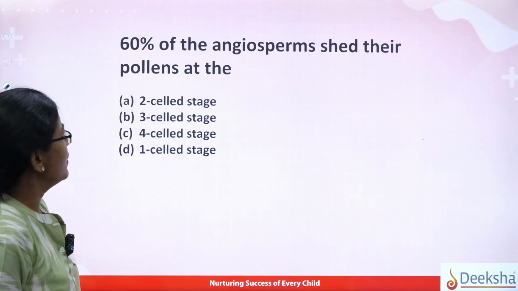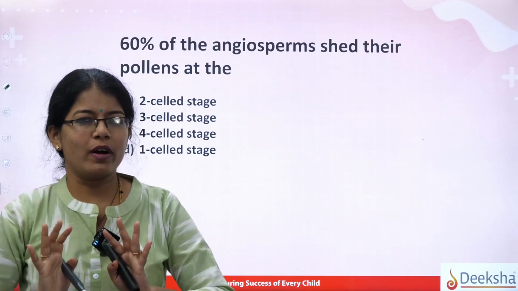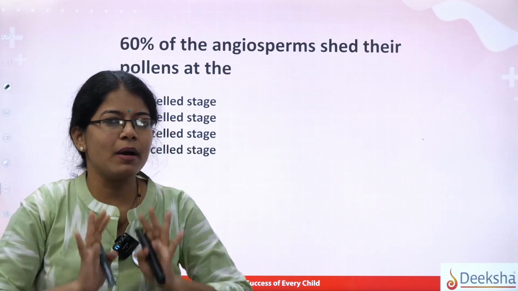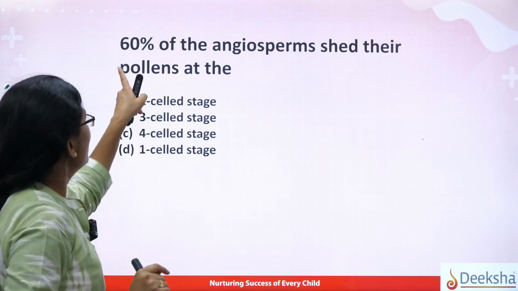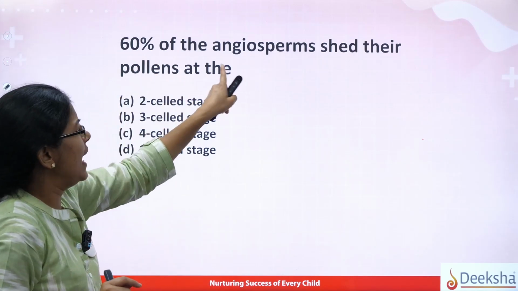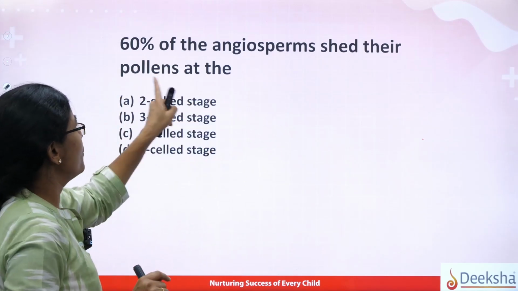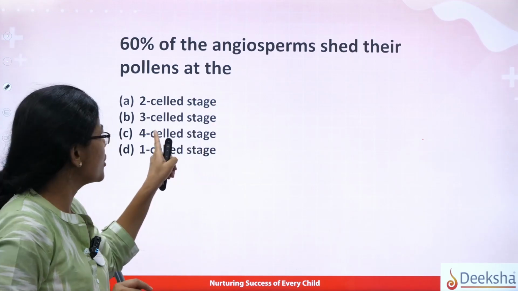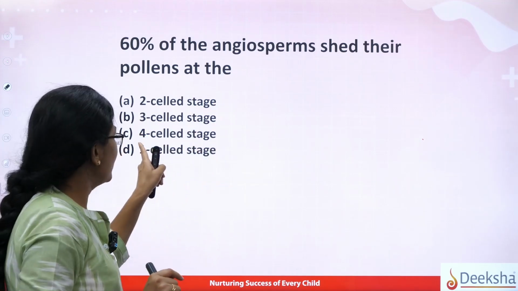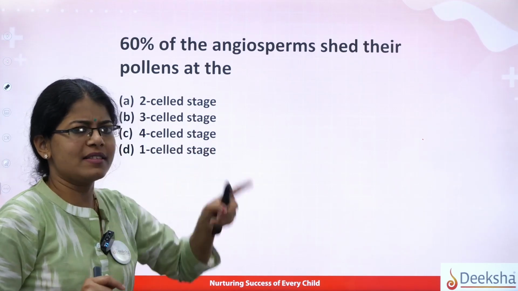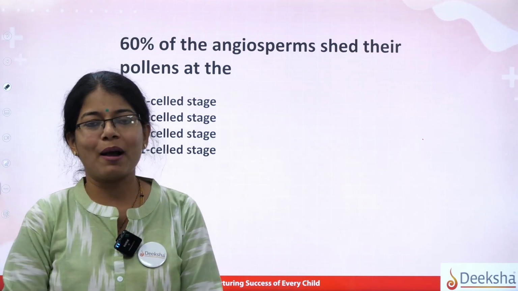And now this is something which I leave you for homework. Try it as homework. Very simple question. The question here is: 60% of the angiosperms shed their pollens at a 2-cell stage, at a 3-cell stage, at the 4-cell stage, or 1-cell stage, and you are going to think about the answer.